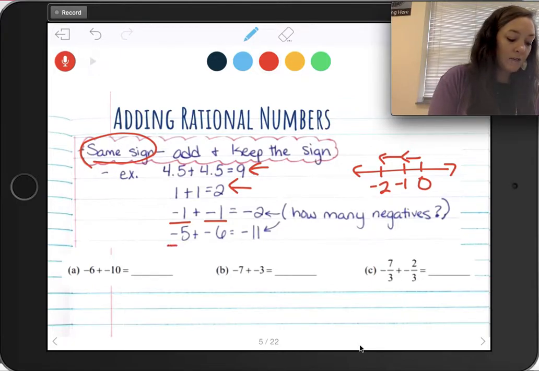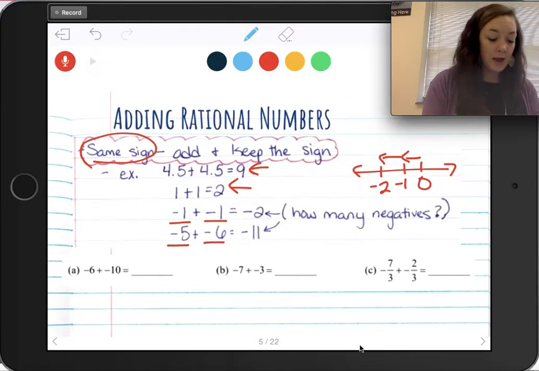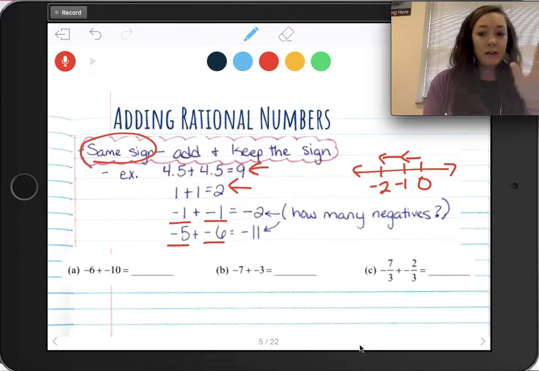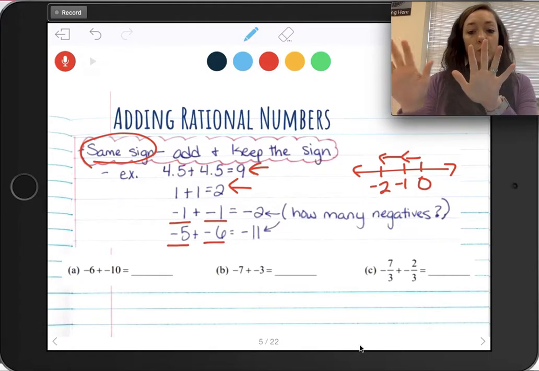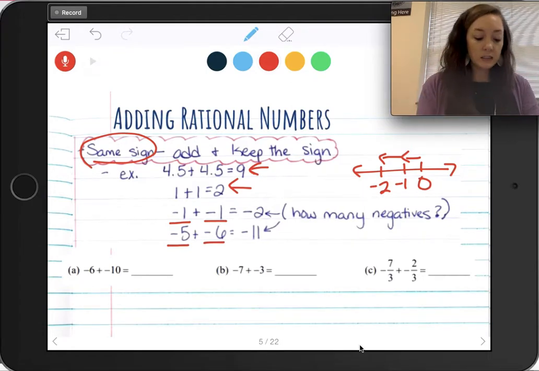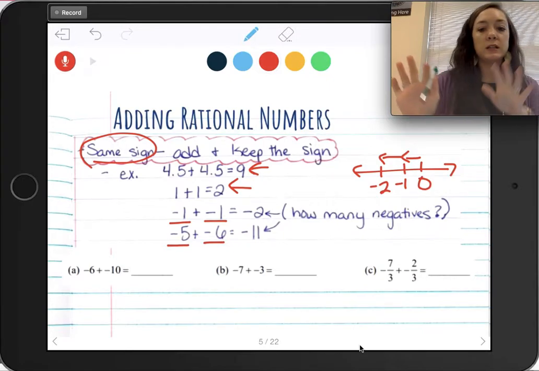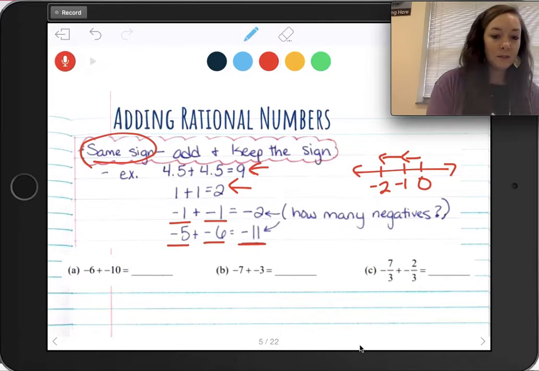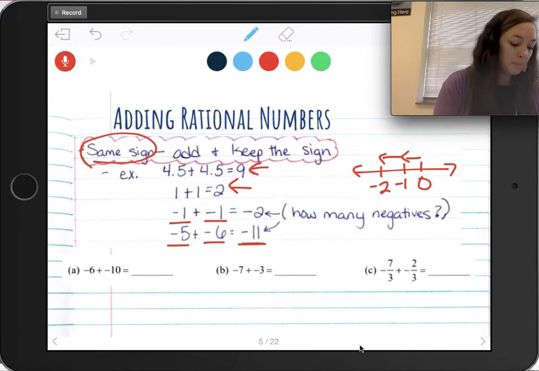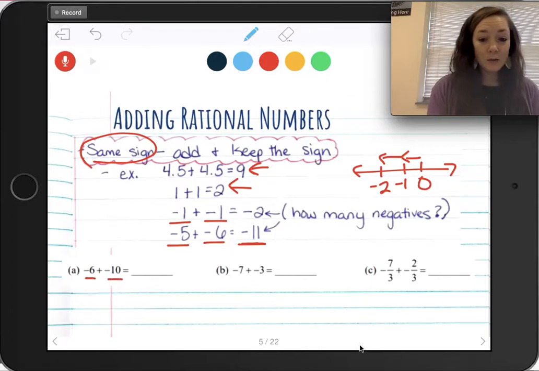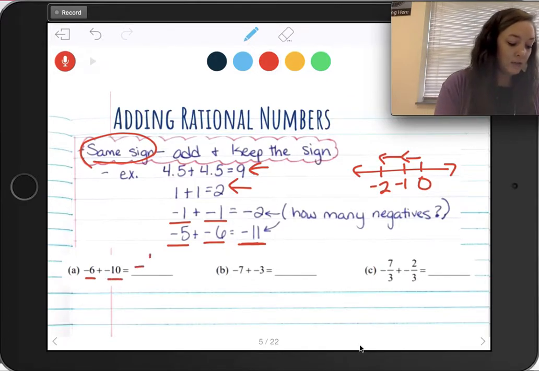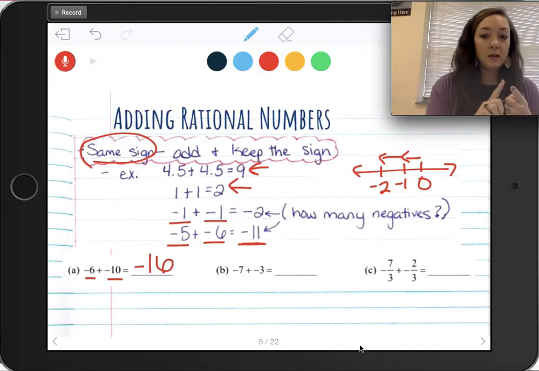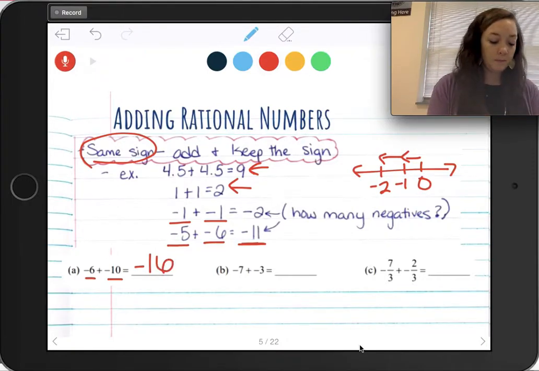And then if I have negative 5 plus negative 6, how many negatives do I have? I've got 5, and then I've got 5 plus 1 more, so that's 10 plus 1 is 11. So I've got negative 11. Okay? So let's look at this. I've got negative 6, negative 10. How many negative numbers do I have? I have negative 16. So I'm adding the numbers together, keeping the sign.